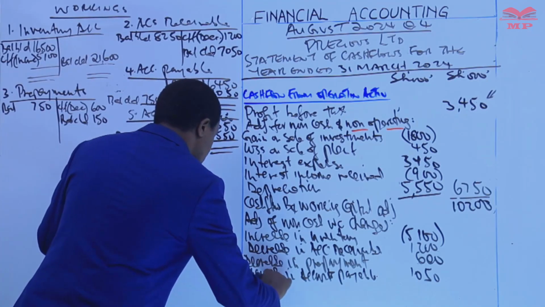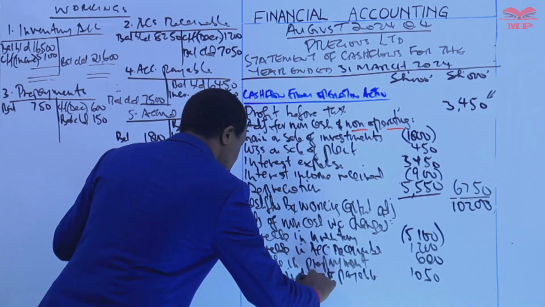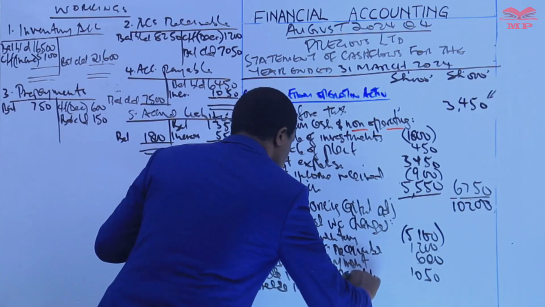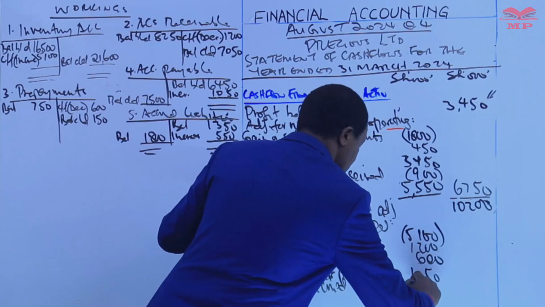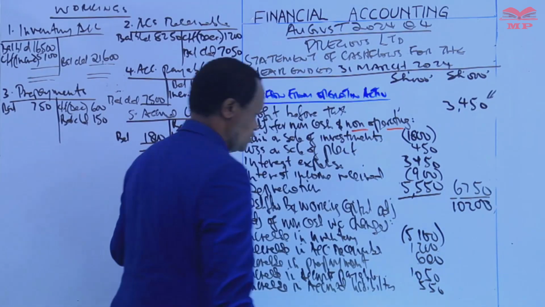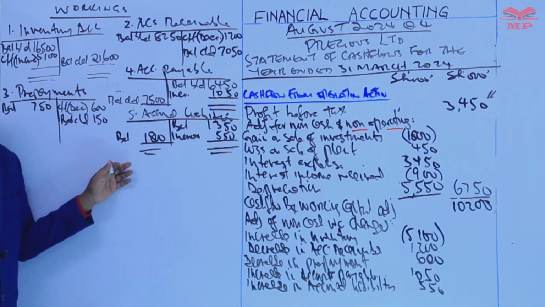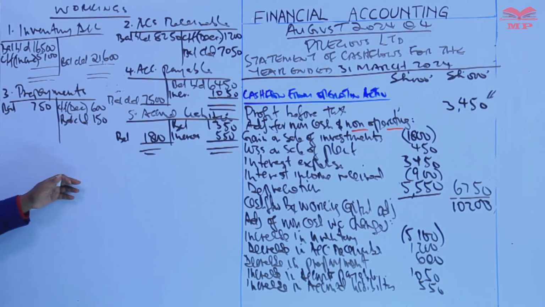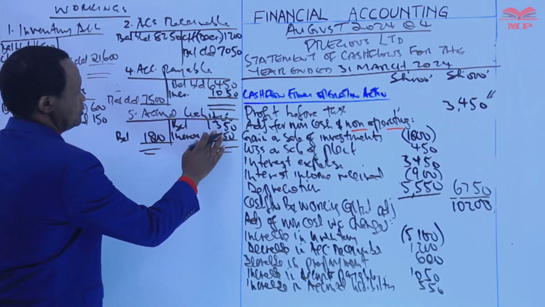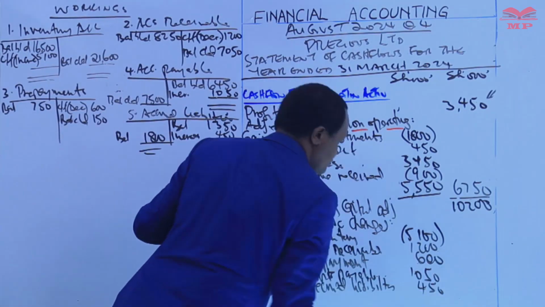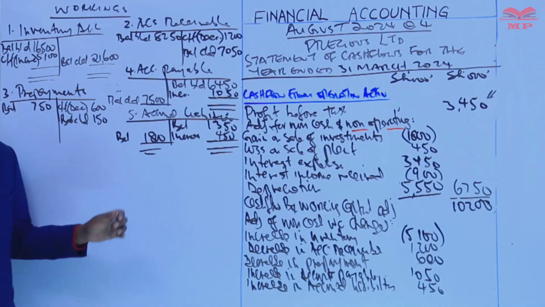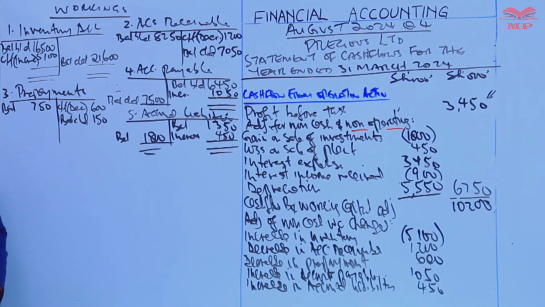550 increase. Increase in accrued liabilities of 550. Accrued liabilities 450. This is 450. That is an inflow. Inflow. Any other item?